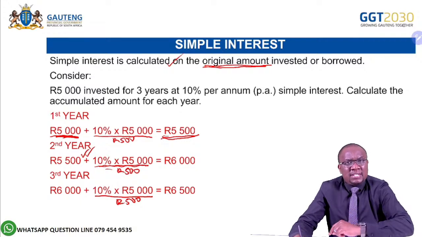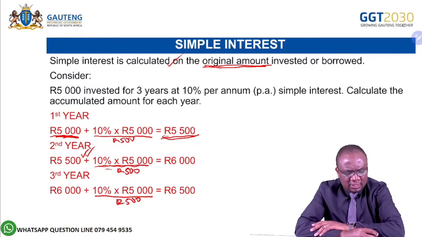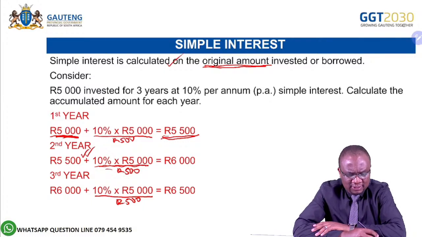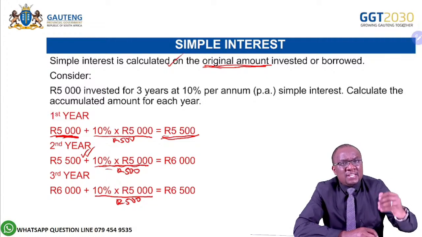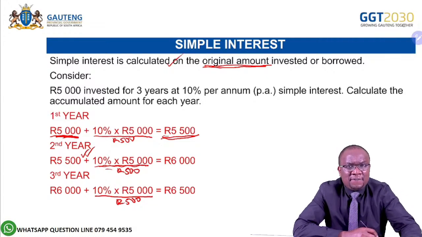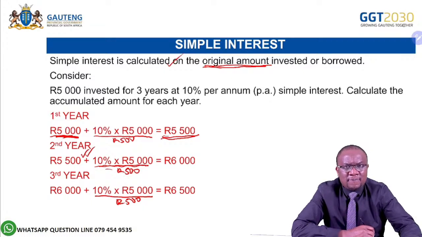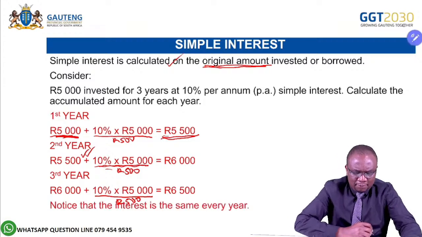But now, great tense, we say, Mr. Ncube invested 5,000 for 10 years at 10% per annum, simple interest. Now, am I going to calculate every year, first year, second year, third year, up to the 10th year? It's going to be a problem, isn't it? How can we make our life easier? There is a formula that we use for simple interest. Okay, this is the formula here.